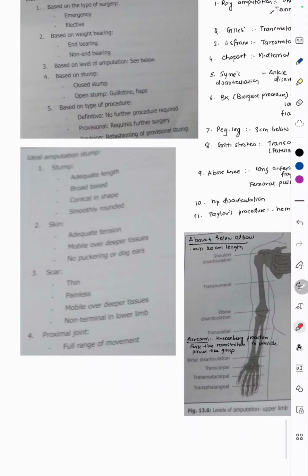And ideal amputation stump. The stump length should be adequate. It should be broad-based, conical in shape, smooth, rounded. The skin should have adequate tension. And it should be mobile over the deeper tissues. The scar should be thin and should be painless in nature. And the proximal joints should have full range of motion.